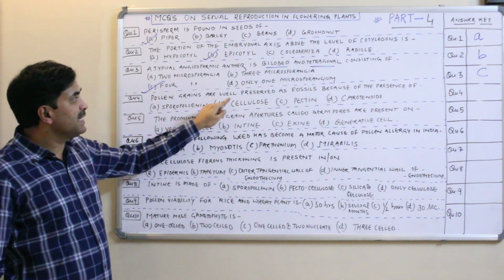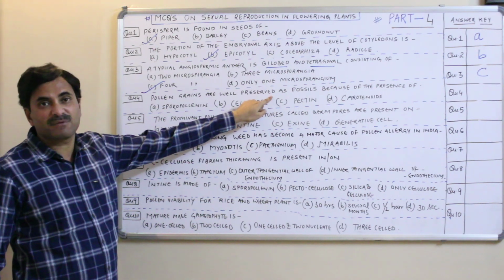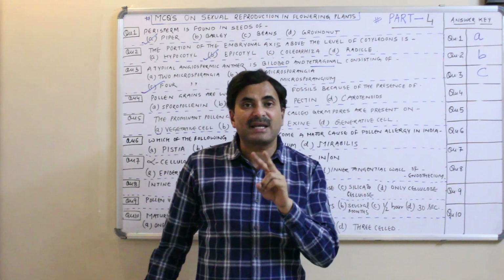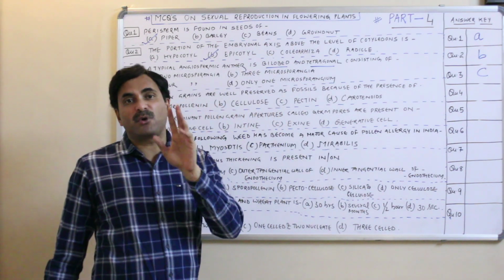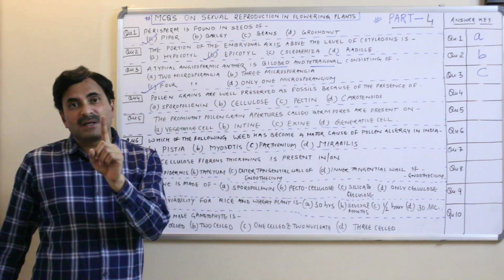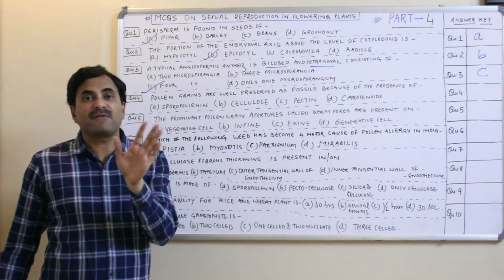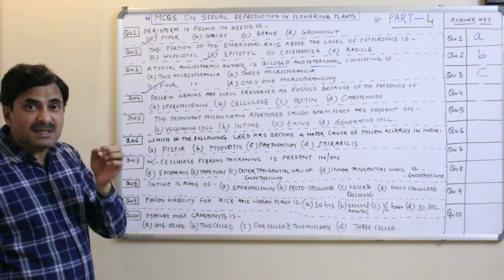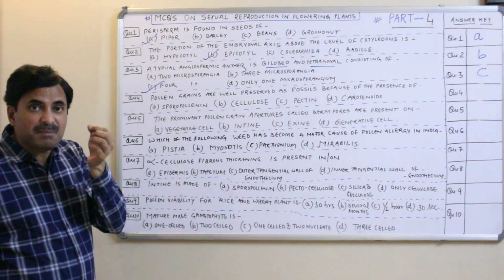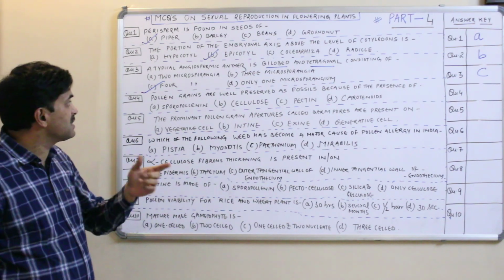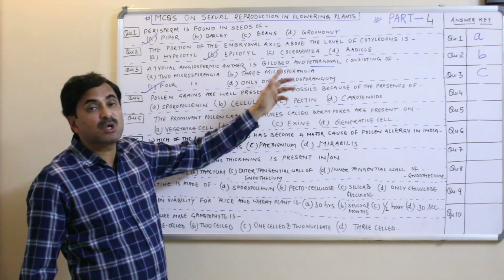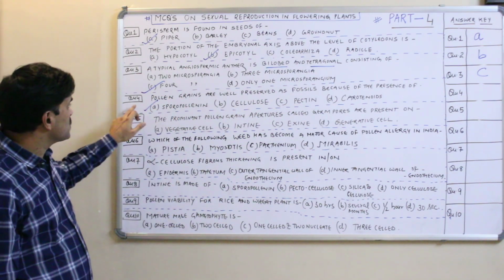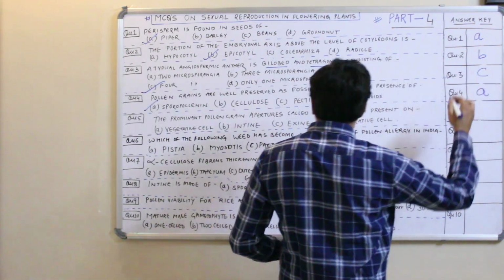Question number 4. Pollen grains are well preserved as fossils because of the presence of. We know very well that pollen grains have 2 walls, exine and intine, and the exine is made up of sporopollenin, and sporopollenin is a resistant substance which is not affected by any chemical or biological agencies. Pollen grains are very small, but they can be preserved in the form of fossils because of the presence of sporopollenin in exine. So question number 4 has the answer A.